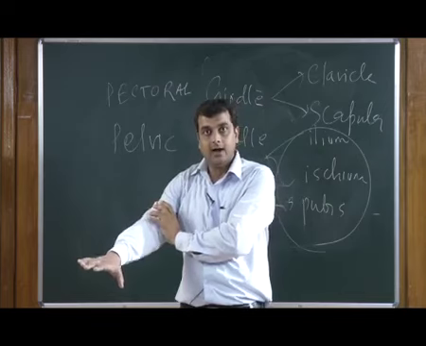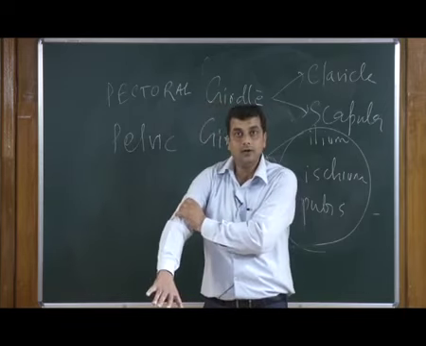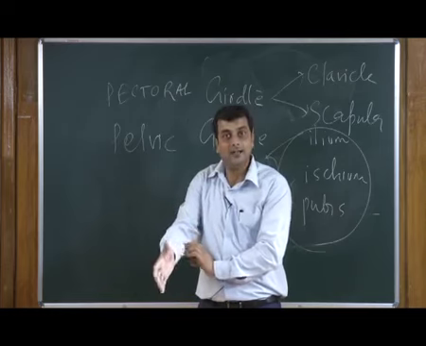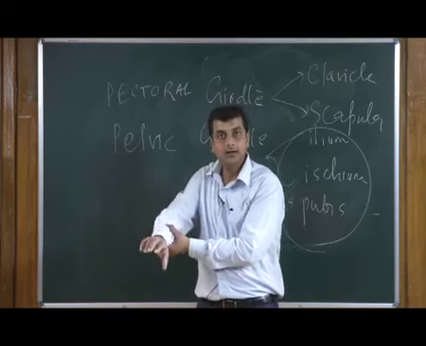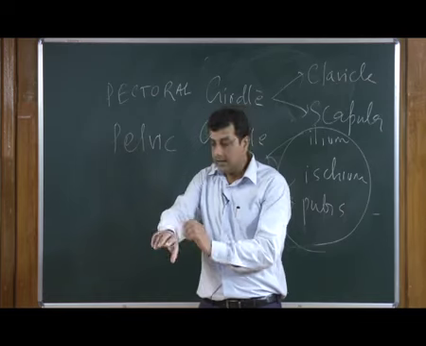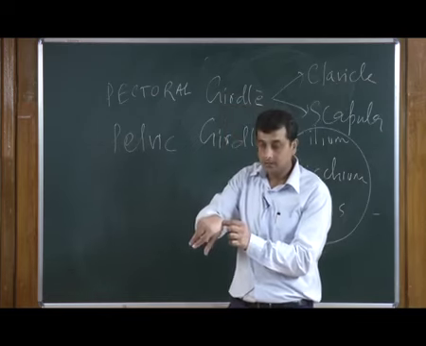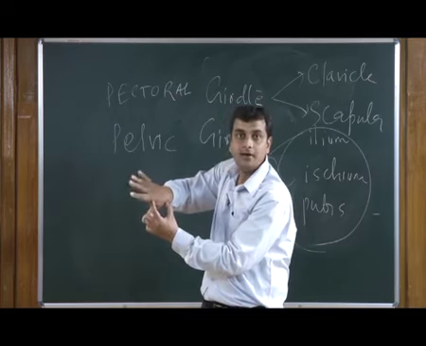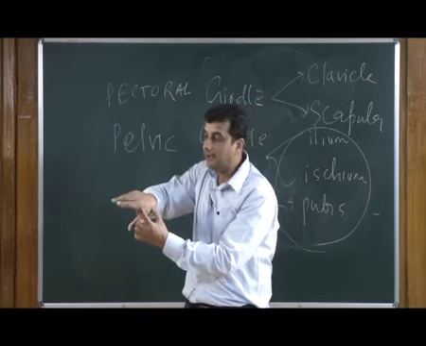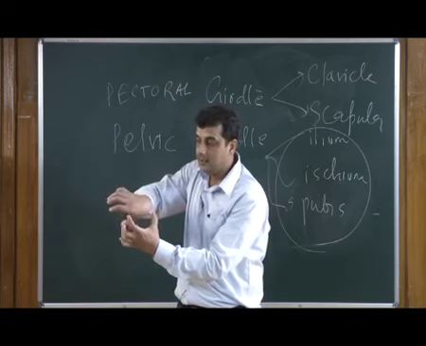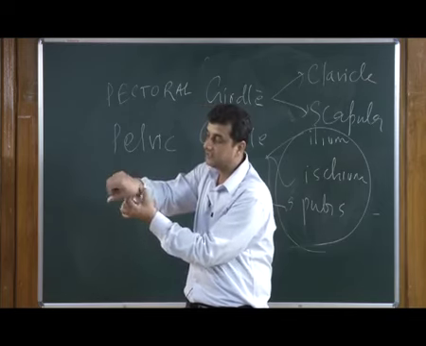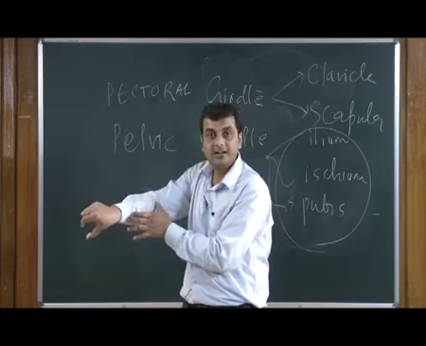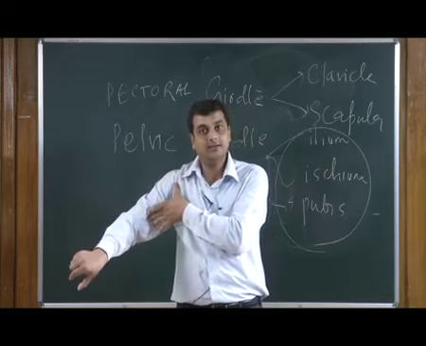And after this, you have this bone which is called humerus. Then you have radius and ulna. So there are two bones here, radius and ulna, and then we have carpals, then we have this area called metacarpals, and then we have phalanges. So we have phalanges, metacarpals, then carpal bones, then you have radius and ulna, then you have humerus.